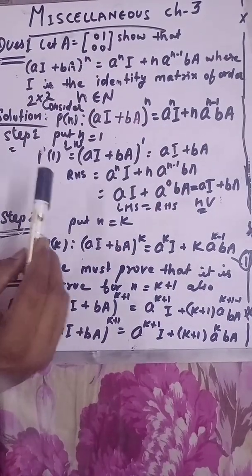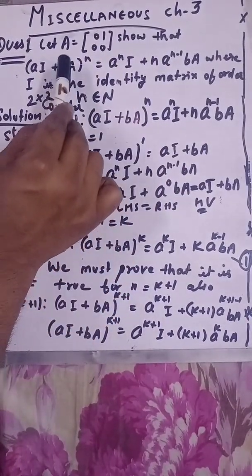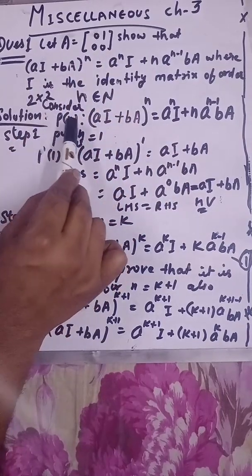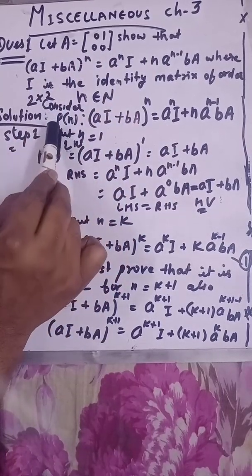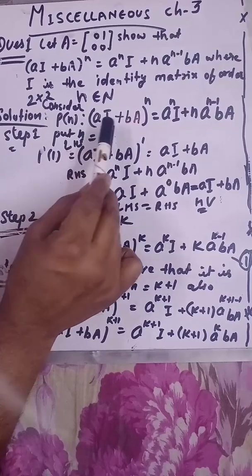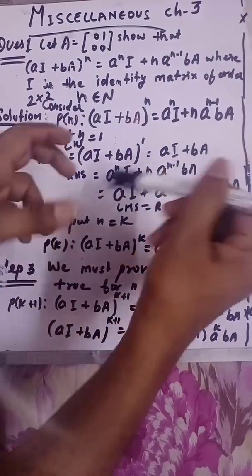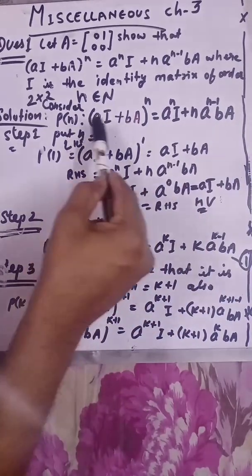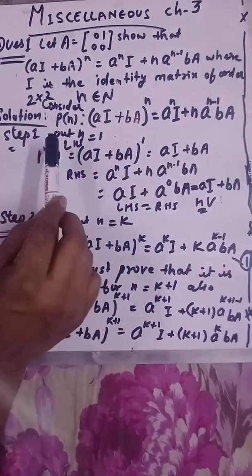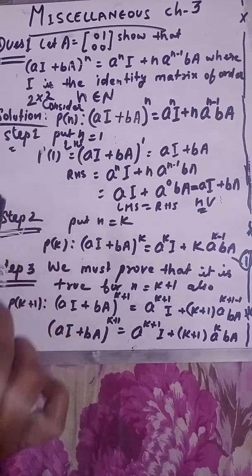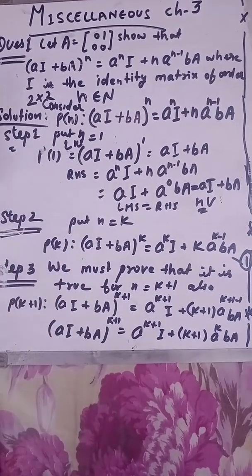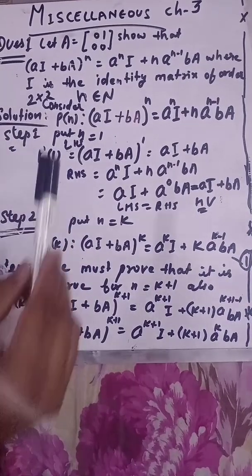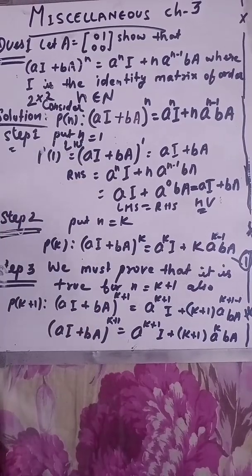So first of all, we are assuming this statement, that is Pn. We consider Pn, that is this whole statement which is given to us. And as we know, in mathematical induction, if we have to verify the statement, we first have to put n equals 1.